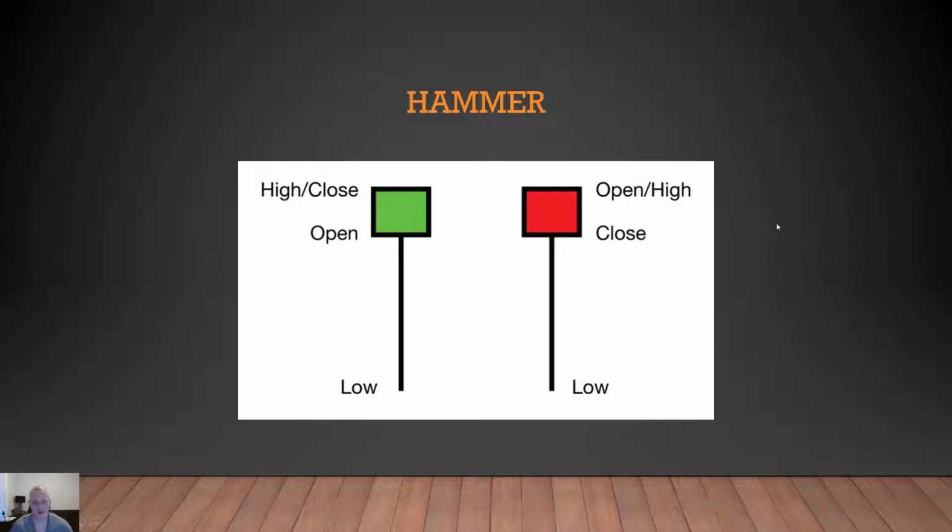But not to go too far into the candlesticks, again, if you want to learn more about them, you can certainly look at that link that I provided in the first video. So we'll move on here. Okay.